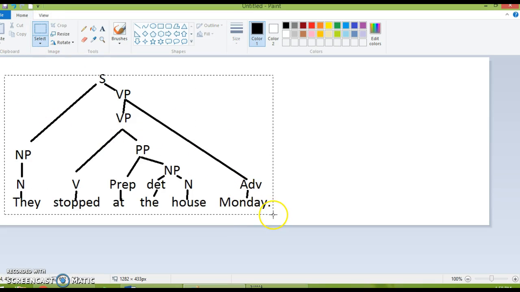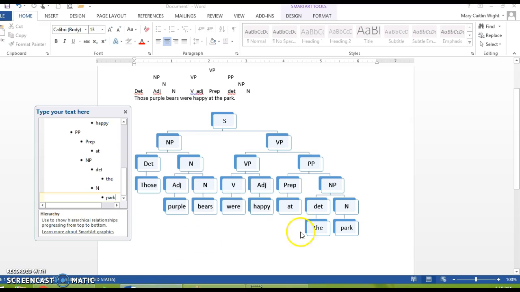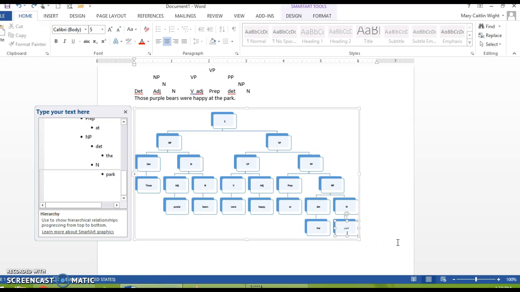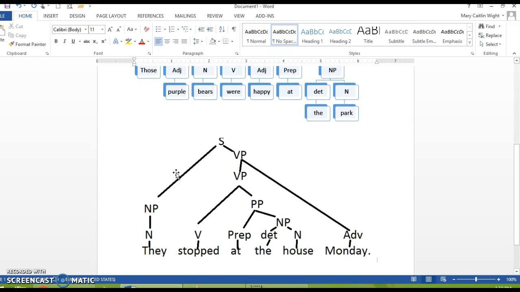And then we can copy this right here. We select it. Copy. Go back to our Word document. And we paste it. And that's another way we can draw our sentences.